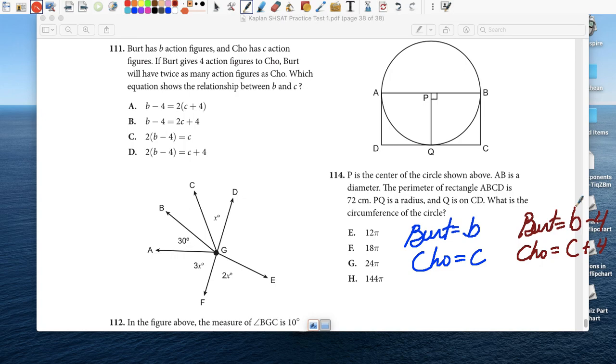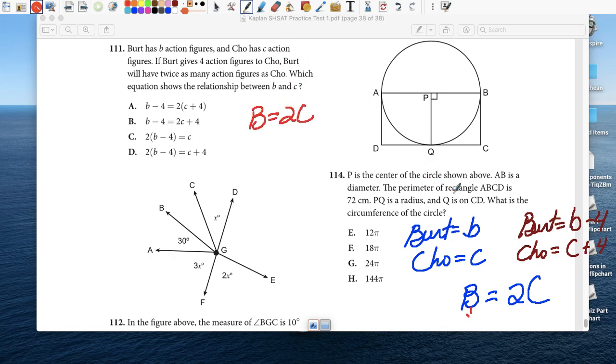And then it says that Bert will have twice as many action figures as Cho. So here's our equation. So this is what happened, and then Bert will have twice as many as Cho.